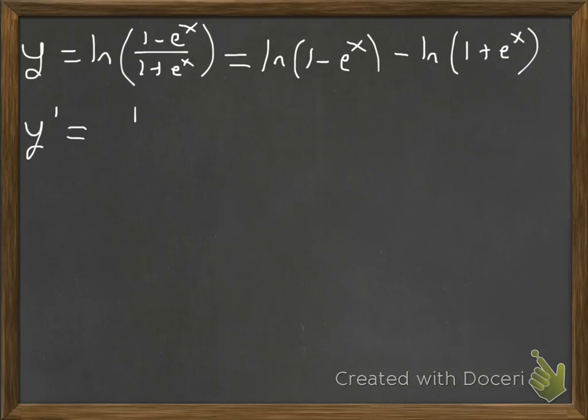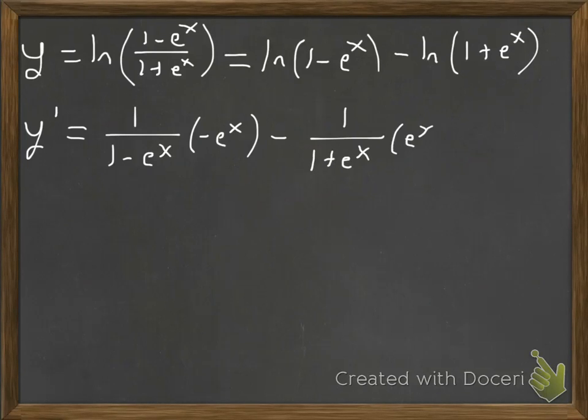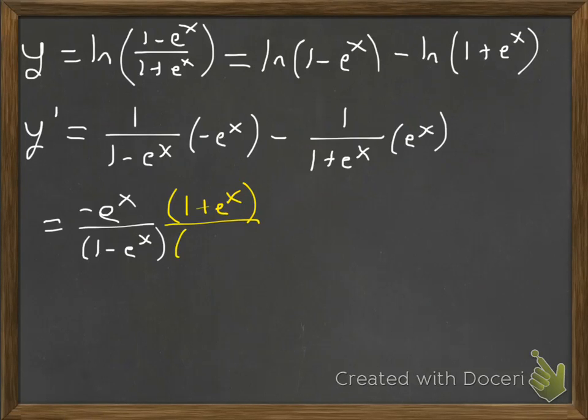Okay, so when we take the derivative of ln, it's 1 over whatever the argument was, which is 1 minus e to the x, times the derivative of the argument, which is negative e to the x. So derivative of e to the x is e to the x, minus 1 over the argument, 1 plus e to the x, times the derivative of the argument. Derivative of 1 plus e to the x is just e to the x. And the rest is just algebra. So we have minus e to the x divided by 1 minus e to the x.